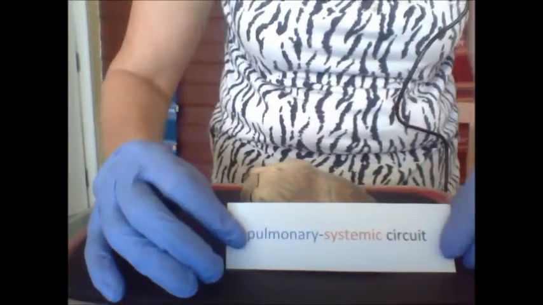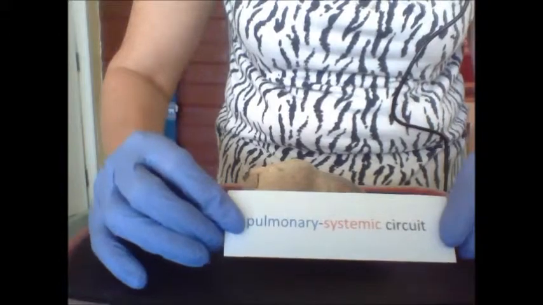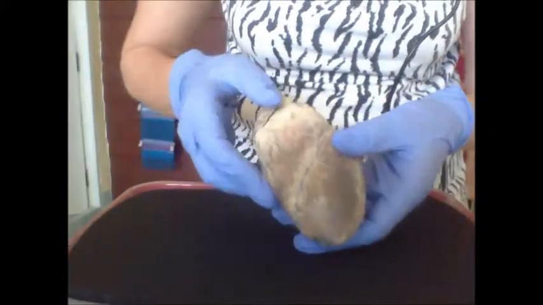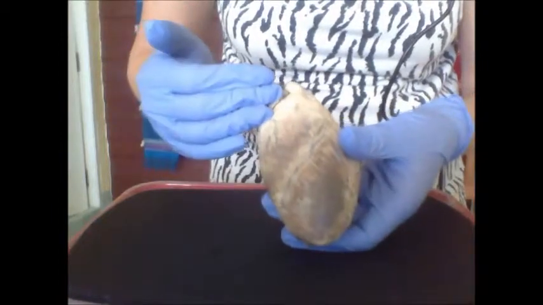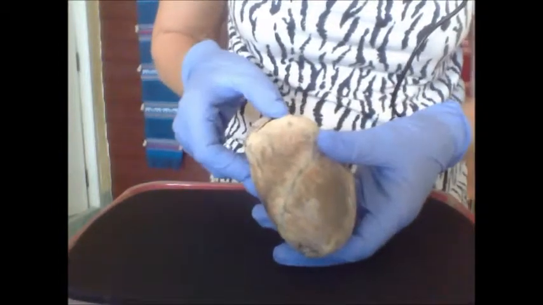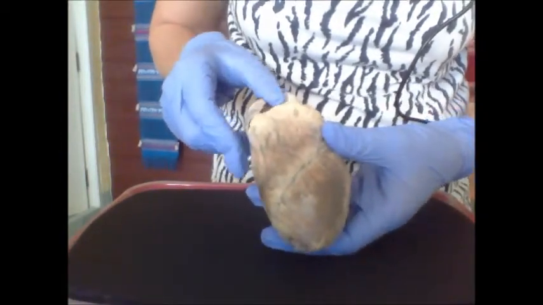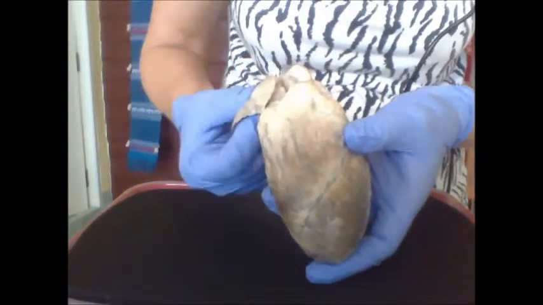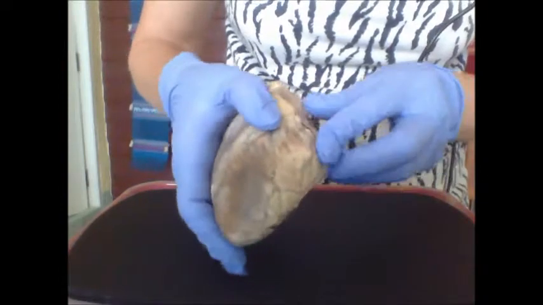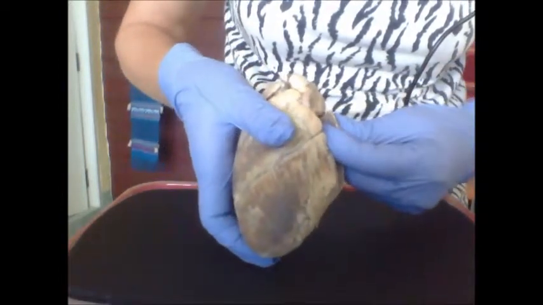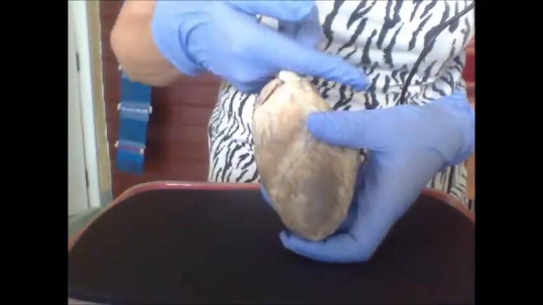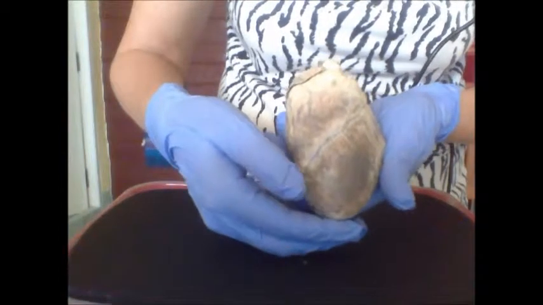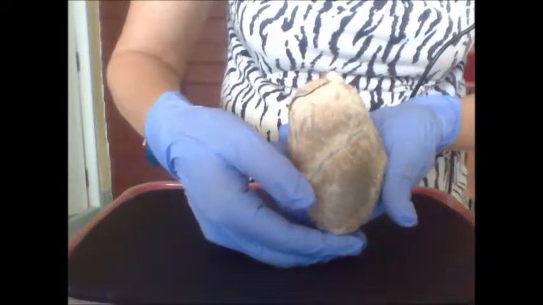Okay, today we're going to look at the pulmonary systemic circuit. And here we have the heart of a sheep looking anteriorly. And we're going to look here at the right atrium or auricle. And this is the left auricle. This top of the heart would be the base, and the bottom would be the apex.